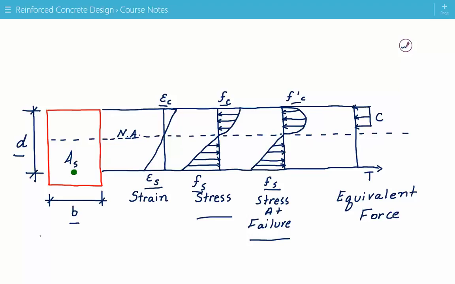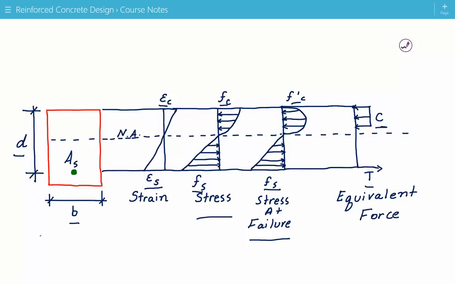And finally, on the furthermost right side is a simplified representation of the forces, where we have distributed compression forces on the concrete that we call C, and tension force on the steel reinforcement, which we call T. And notice that we're assuming that all of the tension force is being taken by the steel reinforcement, and that is the purpose of the reinforcement.